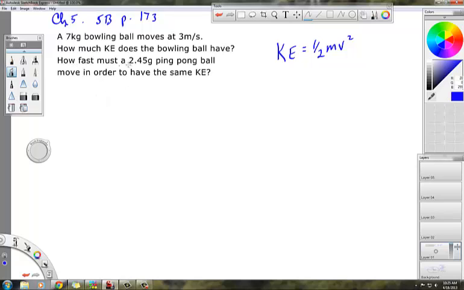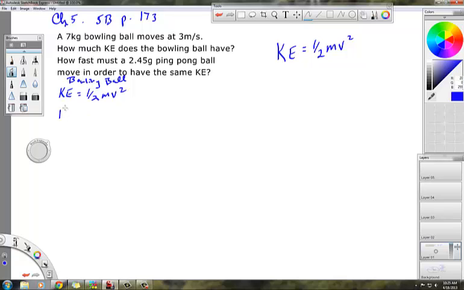Then it says, how fast must a 2.5 gram ping pong ball move in order to have the same kinetic energy? I'm going to let you guys try that, but let's do the first one together. So we start with our formula. This will be the bowling ball. And kinetic energy, as we do in science, we always start with the formula because that gives us a place to put everything.